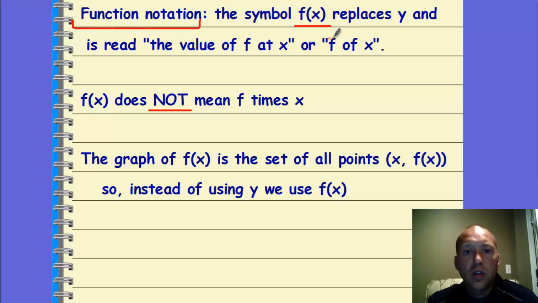So function notation, we have f of x. F of x is the notation for a function, and it's the value of f at x, or f of x. And that's usually how we say that. It does not mean f times x. So when you see this, it's just telling you, one, it's a function, and it lets you know what the x value is.